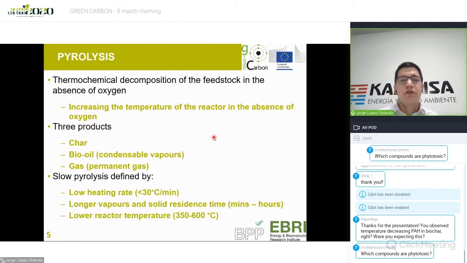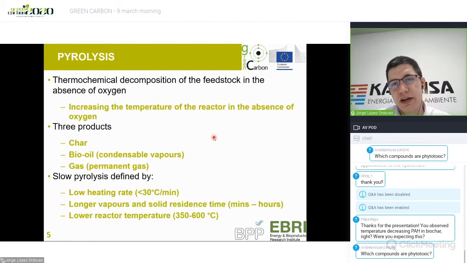So for that reason, we selected pyrolysis as one of the most promising technologies coming. It's defined as the thermochemical decomposition of the feedstock in the absence of oxygen. And it's giving three products, mainly char, bio oil. I like calling it pyrolysis oil because bio oil is only related to fast pyrolysis and wood. But yeah, anyway, and then we have permanent gases.